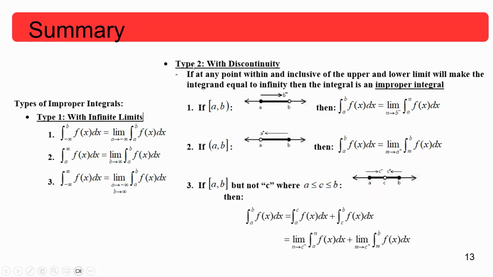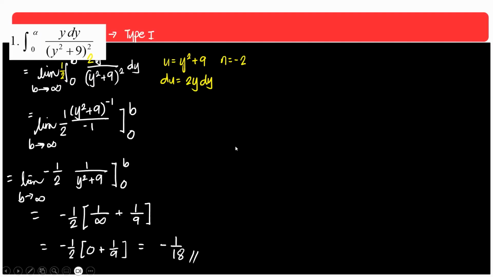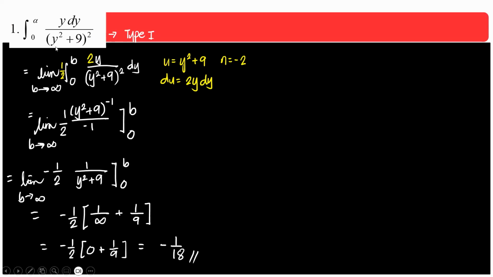So again, as a summary, there are two types. The first is if we have infinite limits. The second is if we have a discontinuity. Look at this: A is included but B is not, or A is not included but B is included, or sometimes A and B are both included but in the middle, it's not included. We split them, just like case 3 of type 1. So look at this, I already solved it for you.